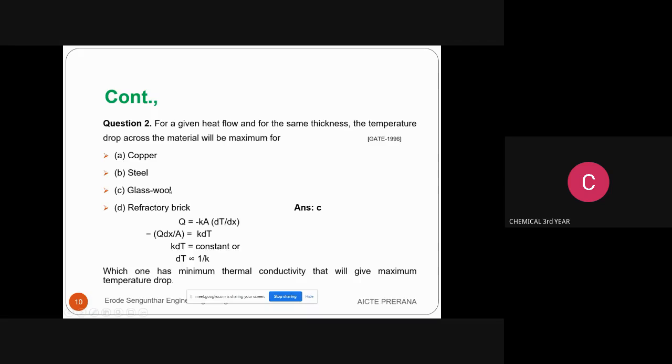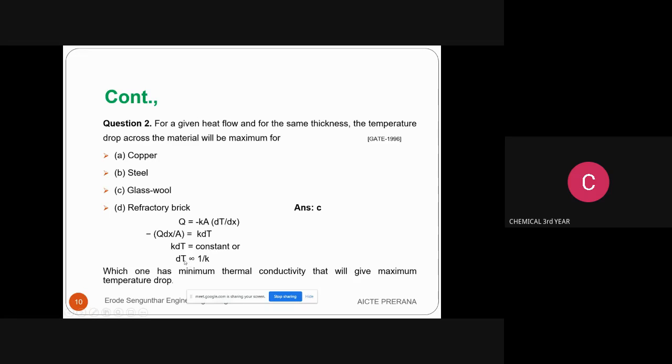But from the theoretical point of view, we all know that Q is equal to minus kA dT by dx, right? Q dx divided by A is equal to k dT. If this thickness is the same for all the things, definitely heat flow and thickness are the same, so this term is constant for all the things. So k dT becomes constant. If we rewrite this, dT will become 1 by k.